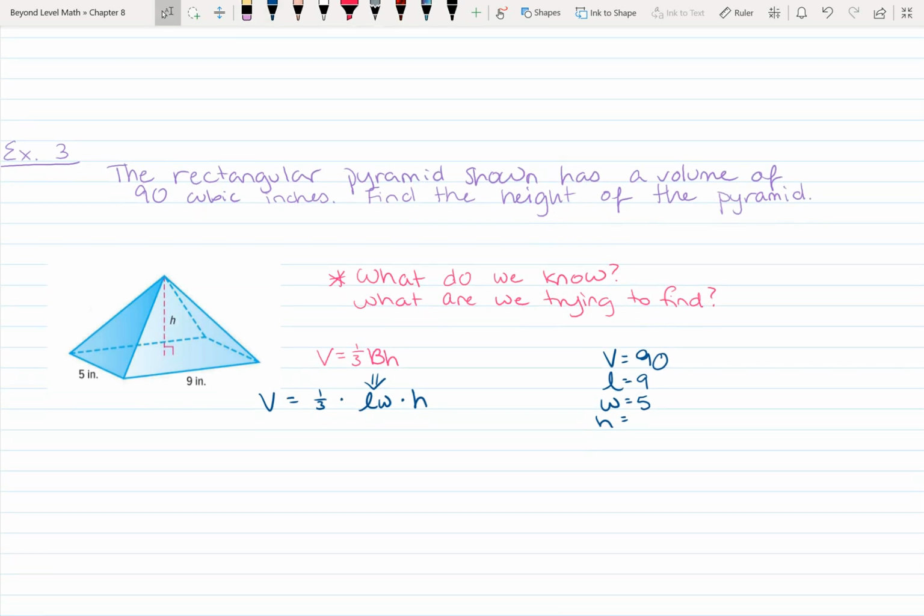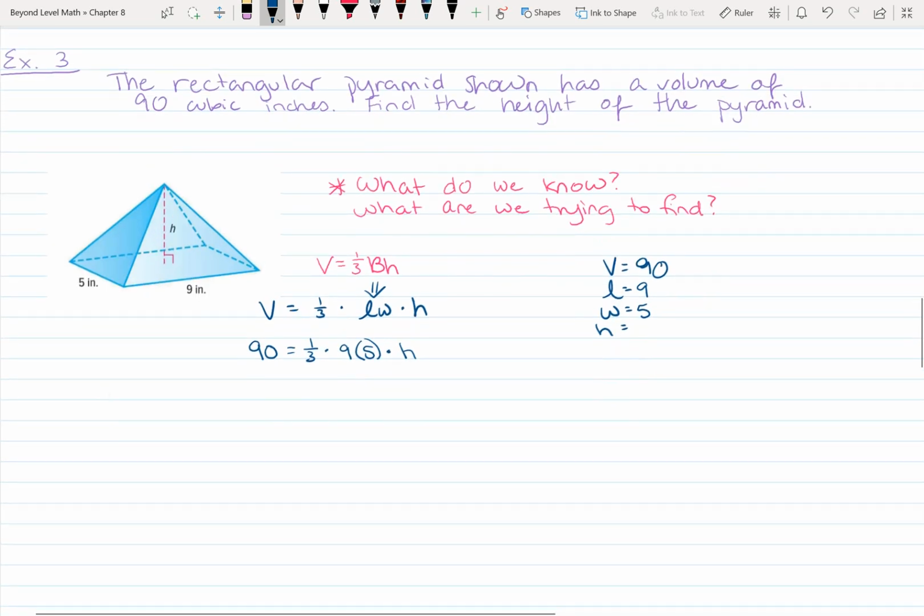All right, so I'm going to plug in what we know. We know V is 90. We know the length is 9, width is 5, and we don't know the height of the pyramid, so I'm just going to keep H as my variable. I'm not going to replace it with an X. Keep the one that you're dealing with in your formula. All right, and since we're trying to find the height, we are eventually going to have to use inverse operations to isolate that variable. However, we've got to simplify before we do that.